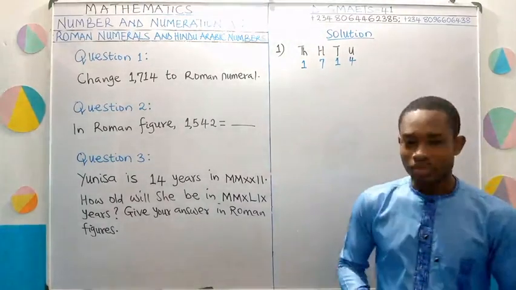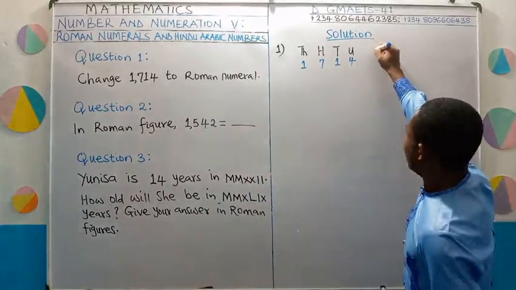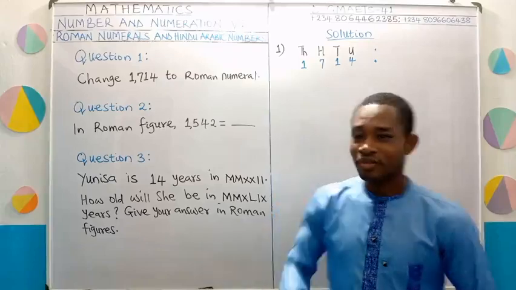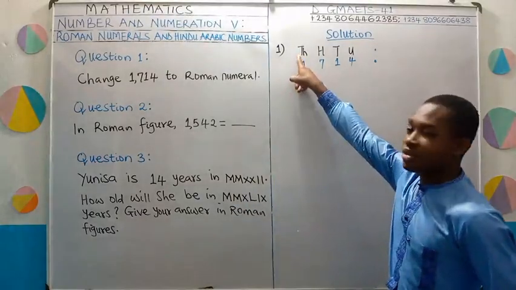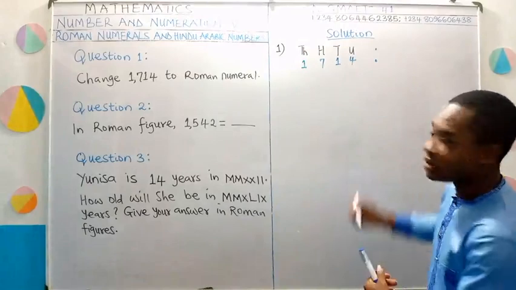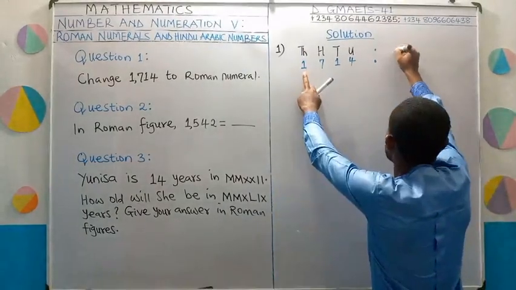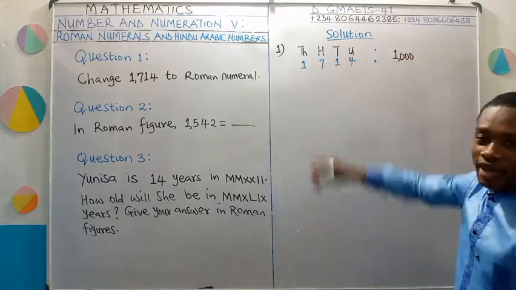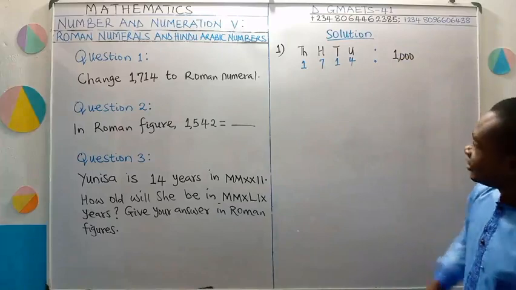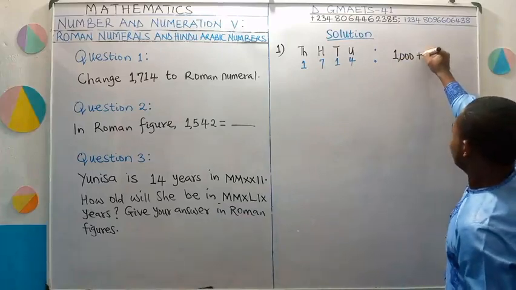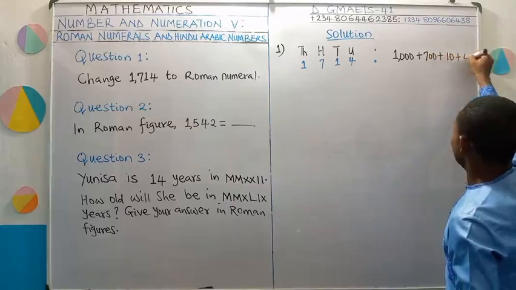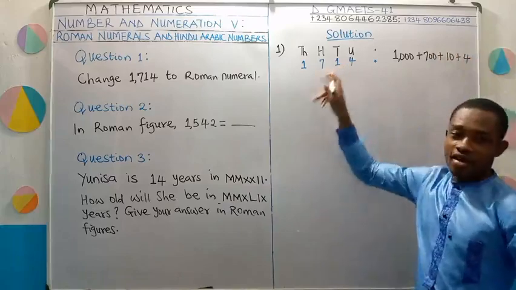So what are we going to do? What we're going to do now is simply to get the values of these digits. 1 is under 1000, so the value is 1000. Is that not so? It's just like writing it in expanded form. Are you following? This is 700, this is 10, and then plus 4. That's what these things are.